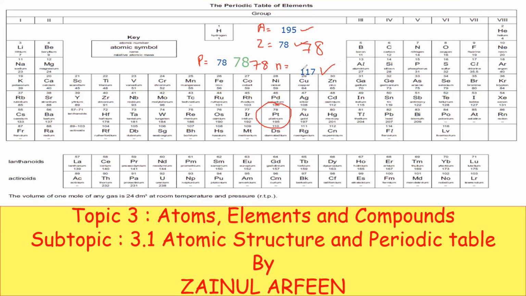And to get the number of electrons, because we know there is no charge. When elements are shown in a periodic table, they don't have any charge. Charge is not shown. So it means it will have the same number of electrons. So electrons will also be 78. So with only this information, atomic number and atomic mass, we can work out the electrons, protons and neutrons.